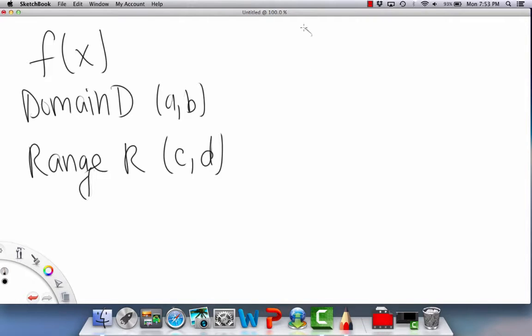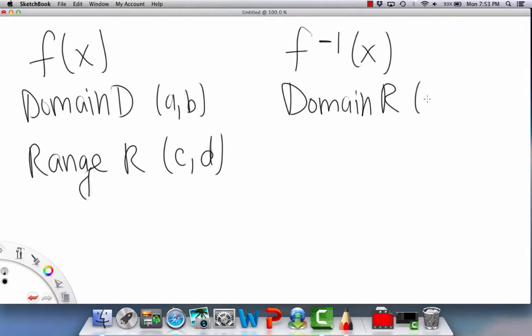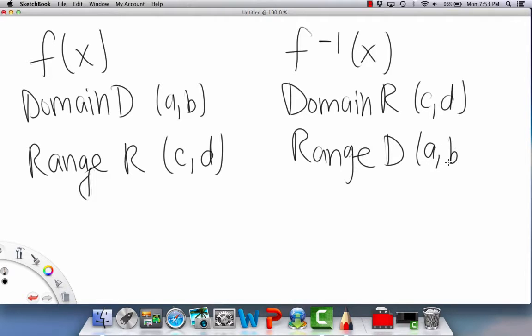So over here we have our inverse function. Whatever is the inverse of f, we're just speaking generally here. This domain now, because they switch, is going to be R, in the sense that the x values now range from c to d, and the opposite for its range. Its range will now be D, so its y values will go from a to b. So this went here, and this went there. They switched.